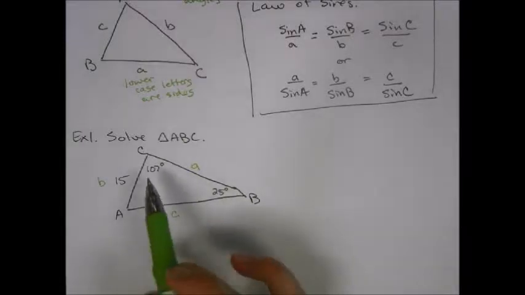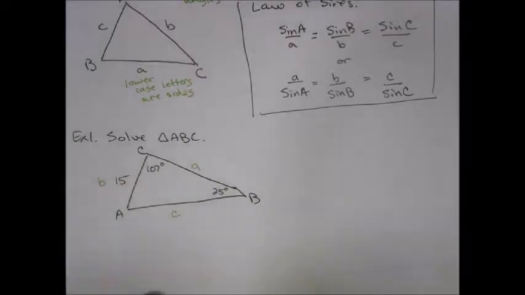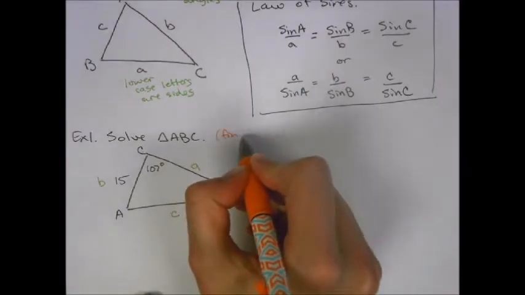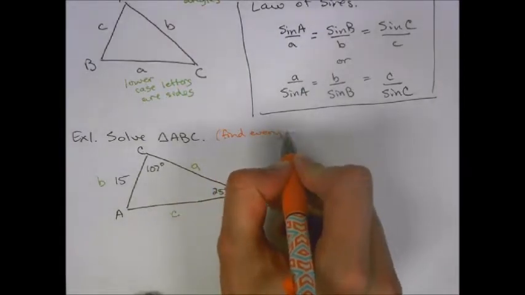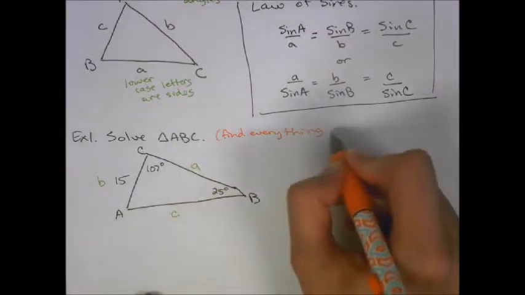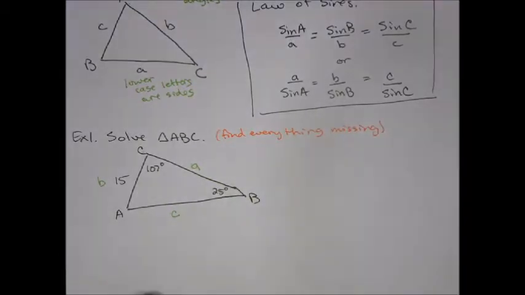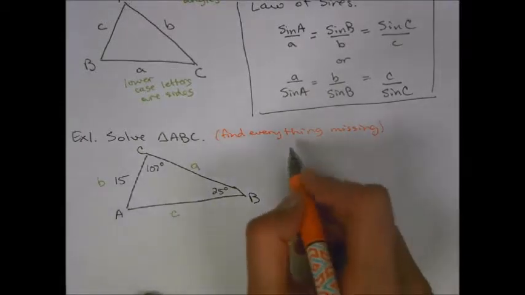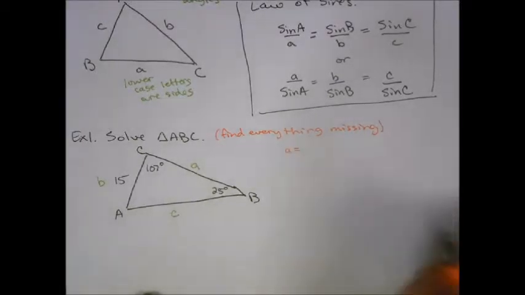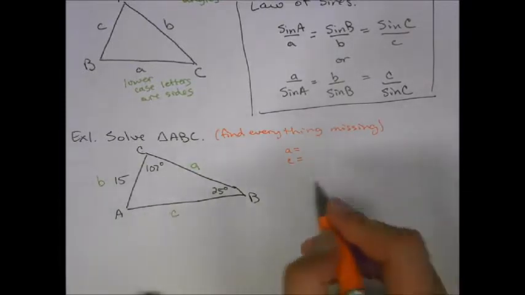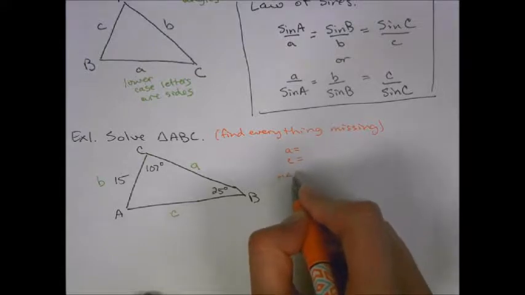Now, when I say solve the triangle, this means find everything missing. So let's see what's missing. I have side a missing, side c missing, and angle A. And when I write this, I'm going to write the measure of angle A.